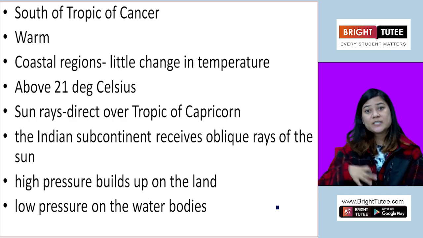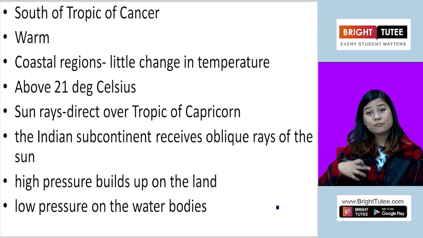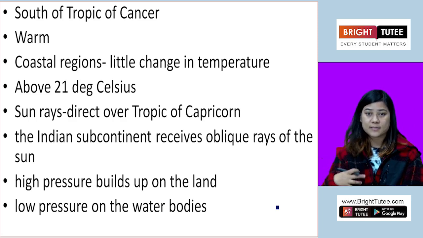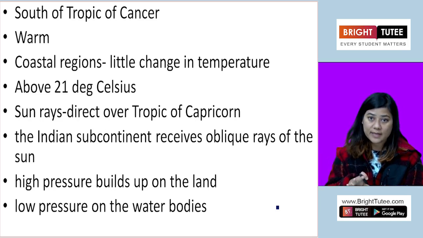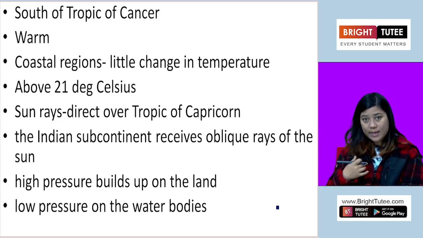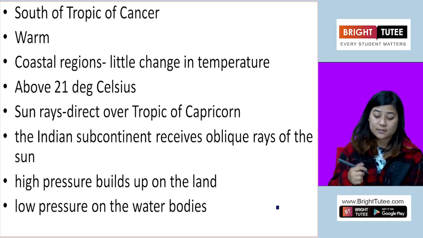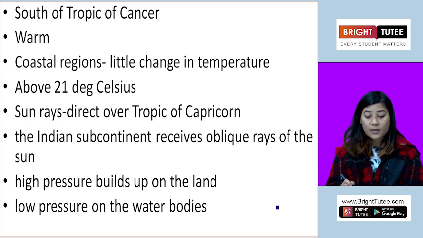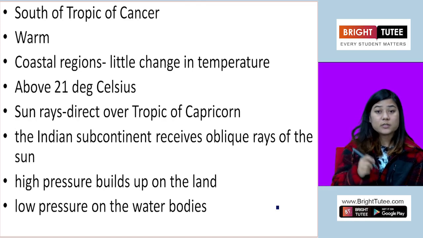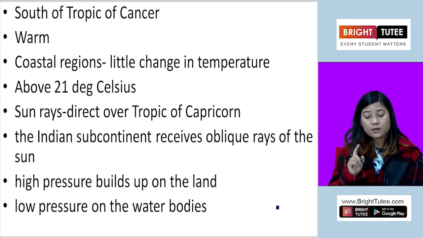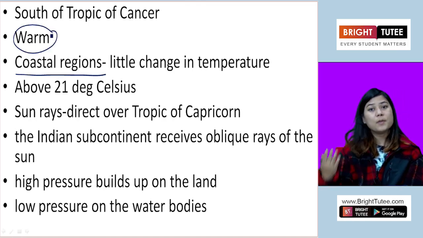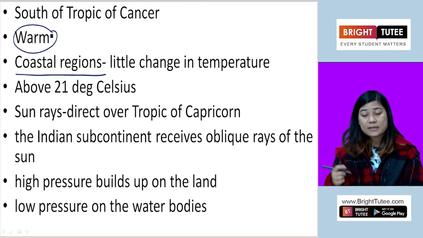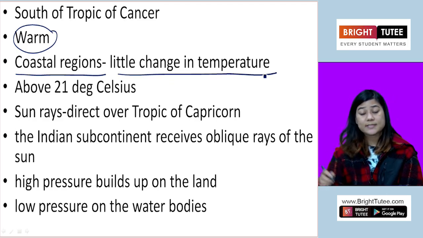So during the winter season, the sun rays fall on the south of Tropic of Cancer. During the summer, it fell directly on the Tropic of Cancer, but now it falls away from the Tropic of Cancer. Now here the coastal regions, even during the winter season, experience warm weather conditions. There is little change in the temperature.